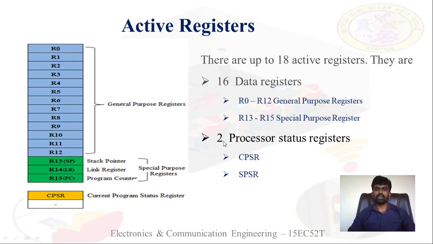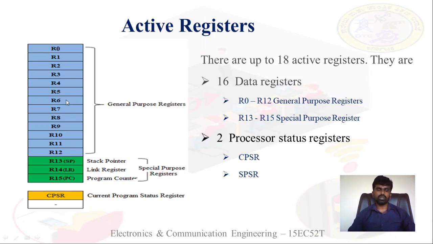Then there are two processor status registers. One is CPSR, that is current program status register, and the second one is saved program status register. So these 18 registers are active registers. Out of these 18, 17 registers are visible in the user mode.